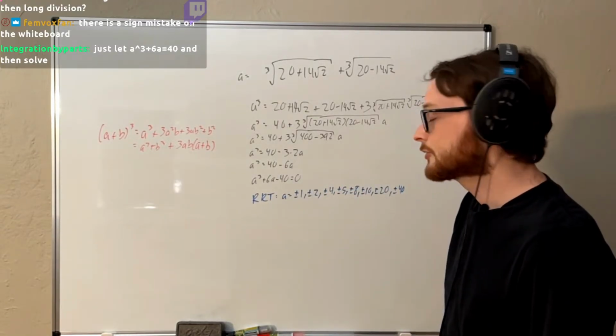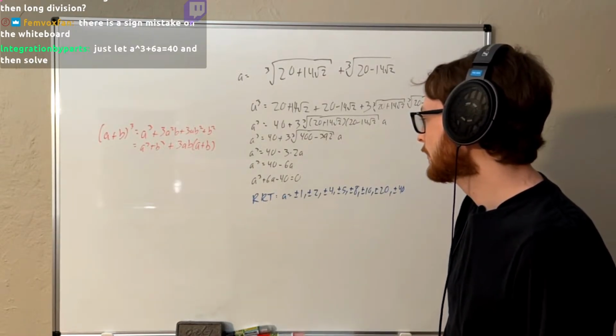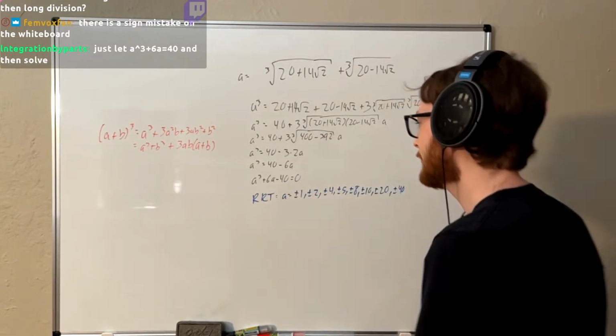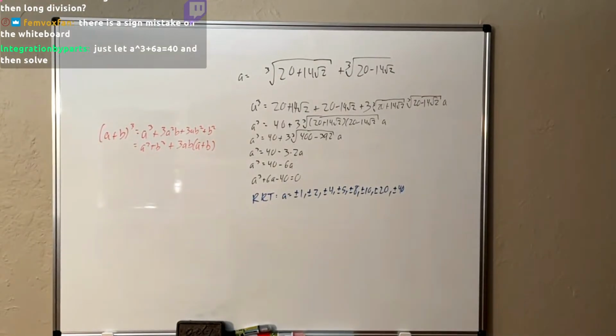If we do 4, that one's worth checking. I mean, also I'm spoiled and I know that it's right according to Fenbox. Is it? 4 cubed is 64. Sign mistake? Really?